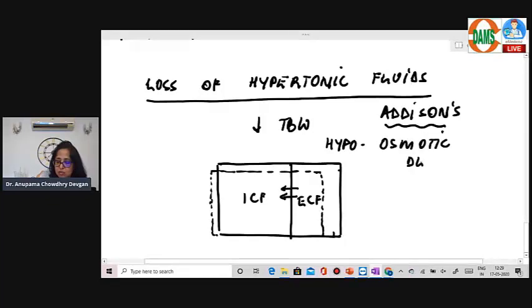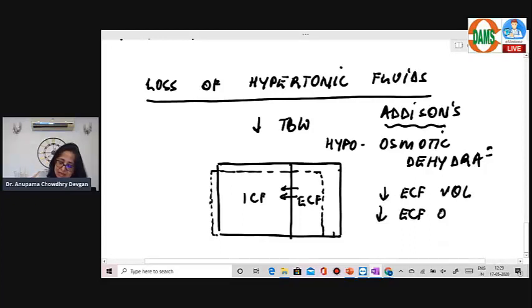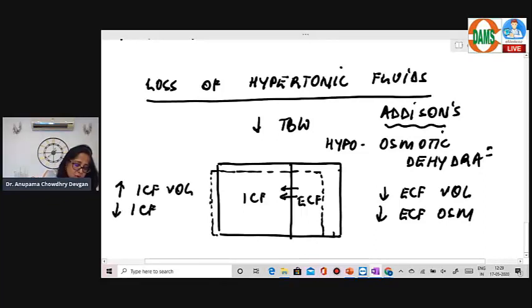There is loss of total body water. There is decrease in osmolarity. There is a decrease in ECF volume. There is decrease in ECF osmolarity. There is increase in ICF volume and a decrease in ICF osmolarity. Right? So this is going to be loss of hypertonic.